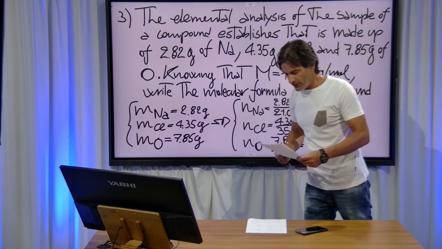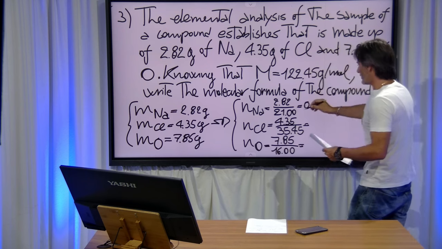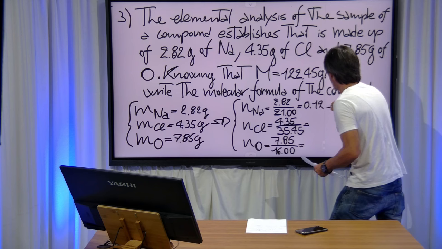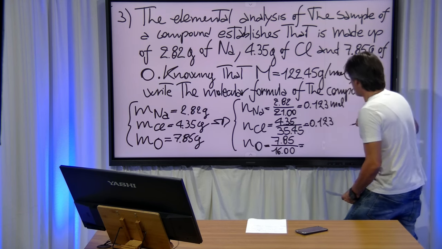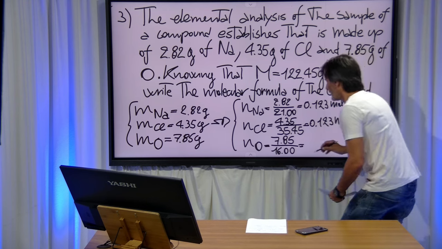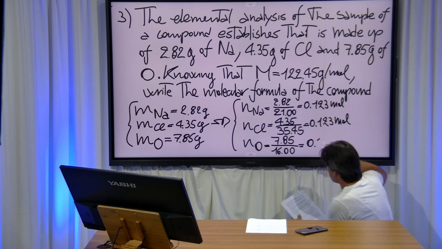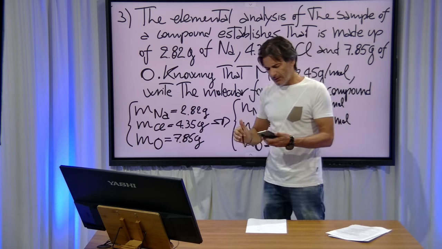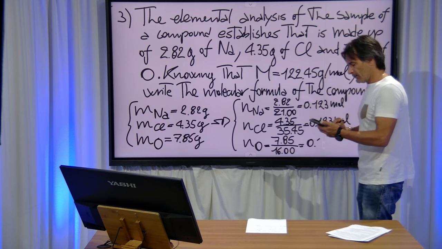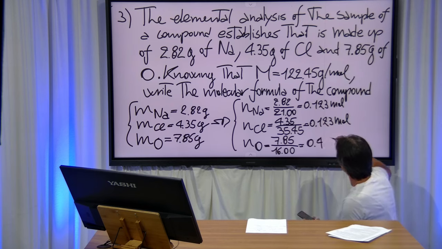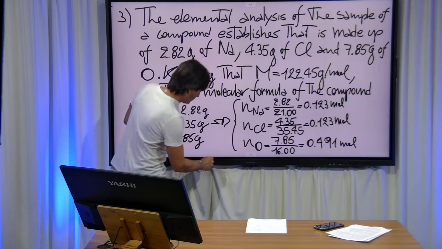Let me see if I did some calculation. Yes. We're lucky. Okay. This ratio is equal to 0.123 moles. This ratio is equal to 0.123 moles. And the oxygen gives 0.0... Maybe I have to do again this calculation, because I'm not sure it could be right. Divided by 16. Oh yes, 0.491 mole. Perfect. So we can go on.